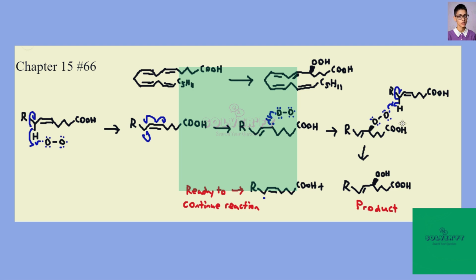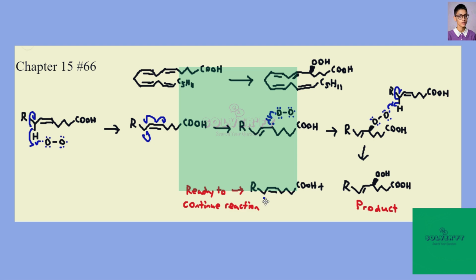So once that happens, the next thing that's going to happen is this second oxygen is going to abstract a proton from another molecule of arachidonic acid. And so again, it's going to be this proton that's most easily abstracted. And so that's what we see here. And then that is going to give us our final product.